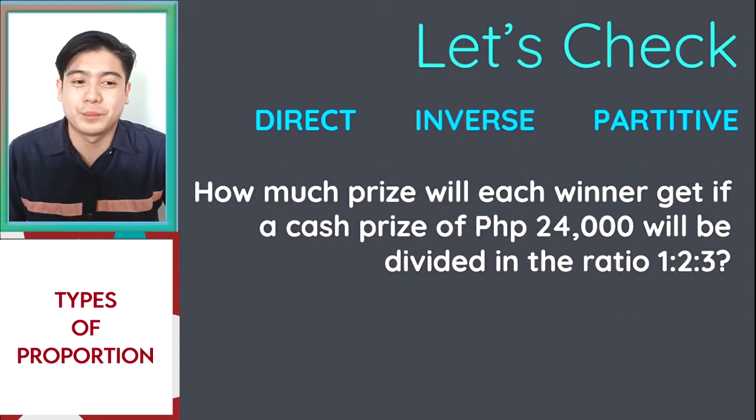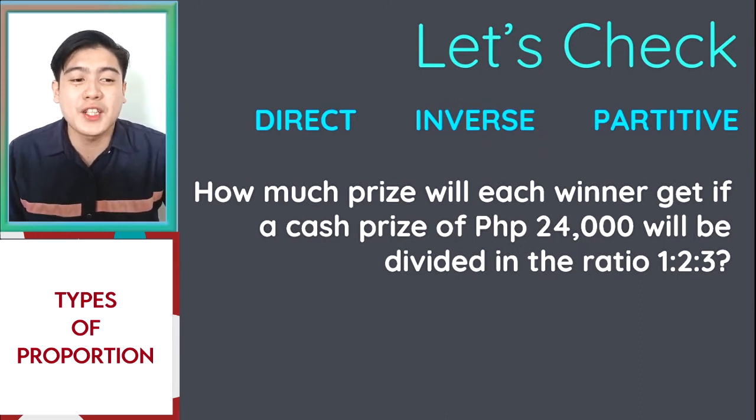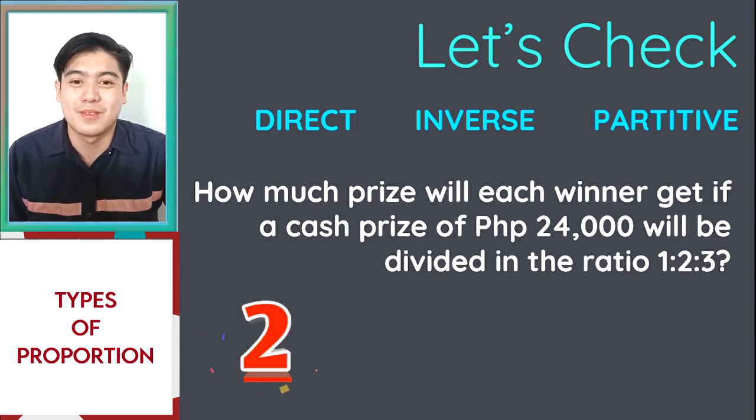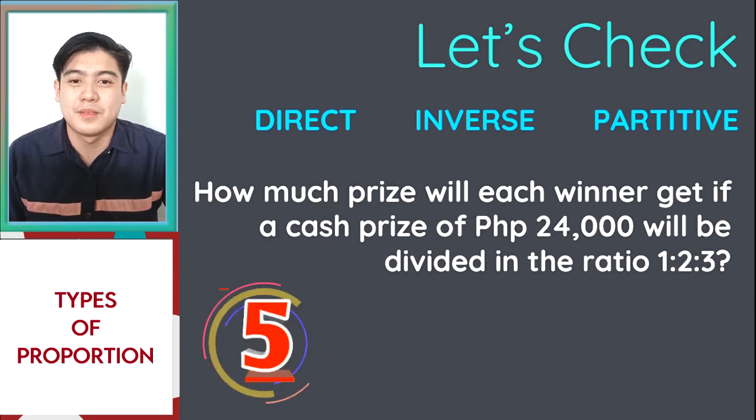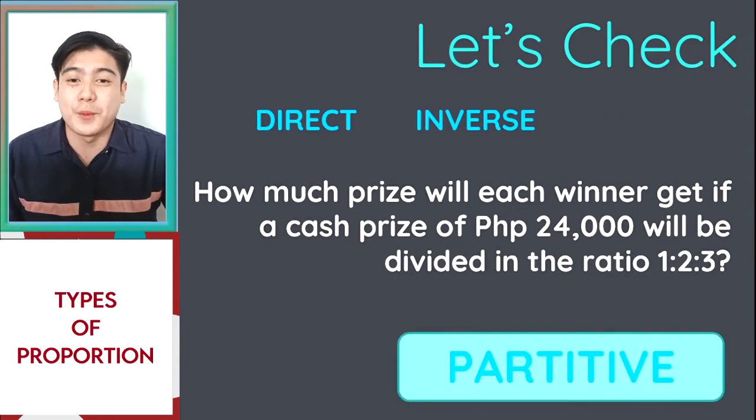Last problem. How much prize will each winner get if a cash prize of 24,000 will be divided in the ratio 1:2:3? I will give you again 5 seconds to think. Time starts now. This type of problem is partitive proportion. So let's discuss each one of these.